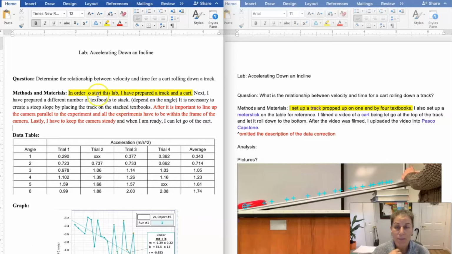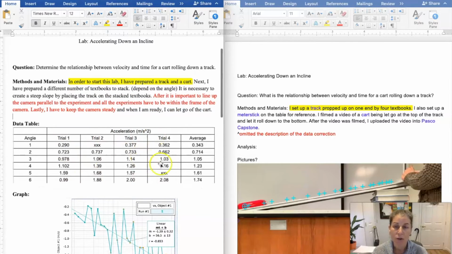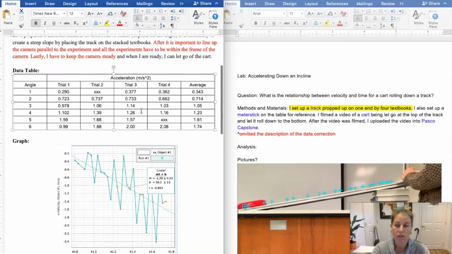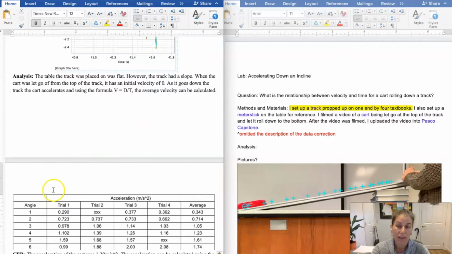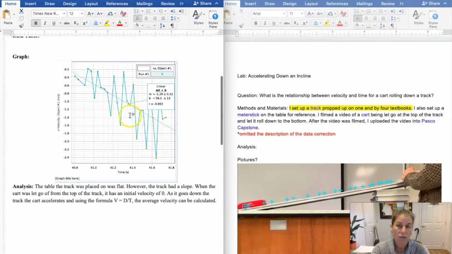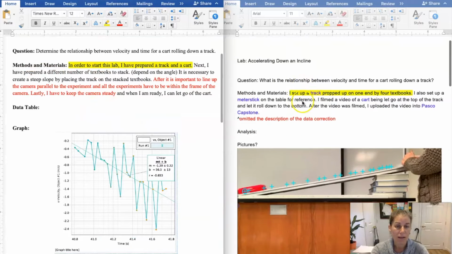However, this person did not include any data. What they're calling data is actually the class data based on everybody's analysis. So this doesn't even belong here. Where it goes is in the analysis section, labeled as class data. So this person actually has no data.